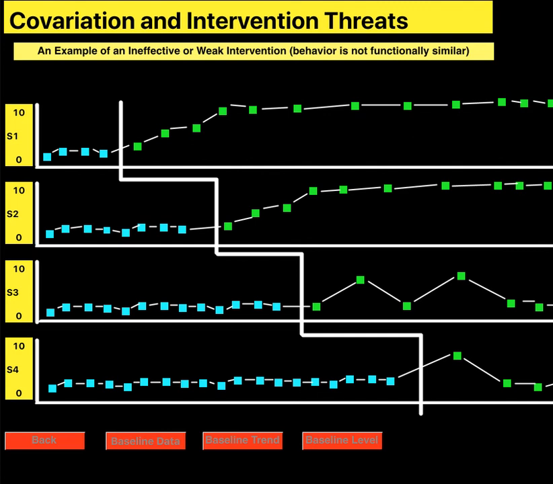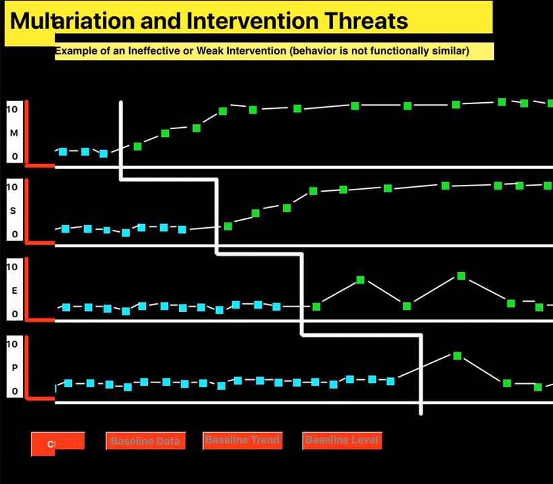This is an example of an ineffective or weak intervention. The behaviors are not functionally similar. So these two, the covariation and the weak intervention, present huge threats to the multiple baseline design.